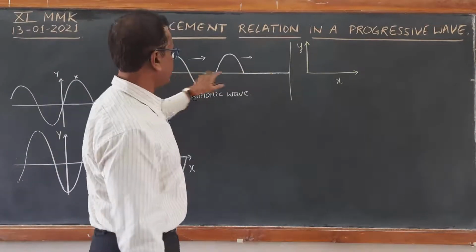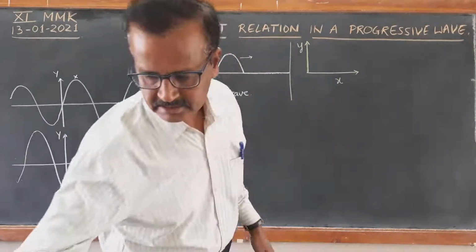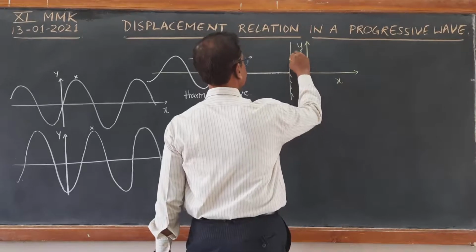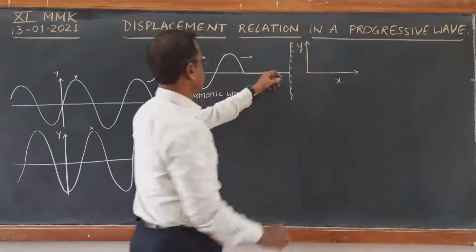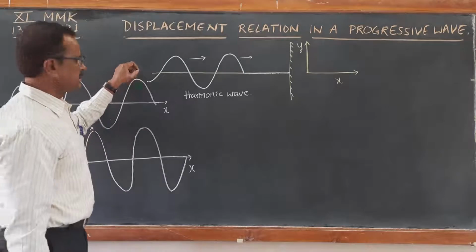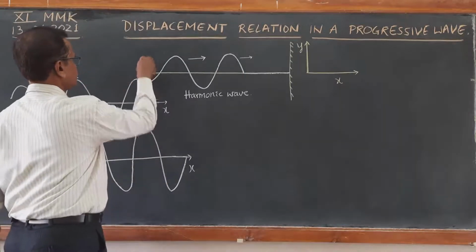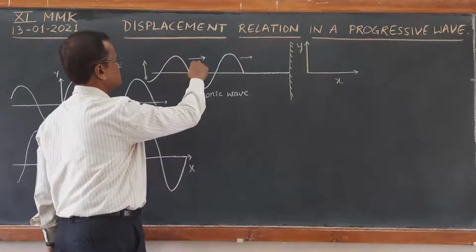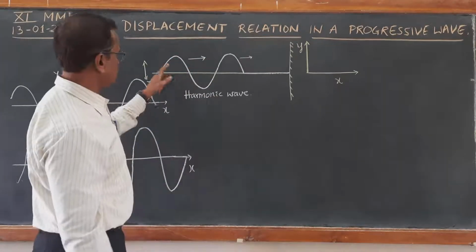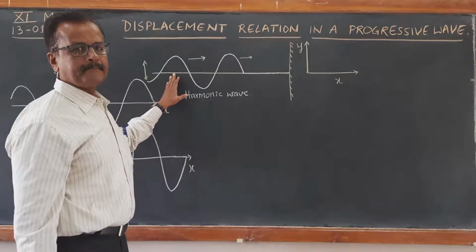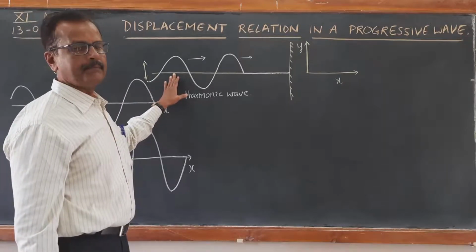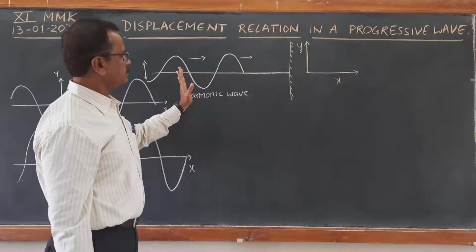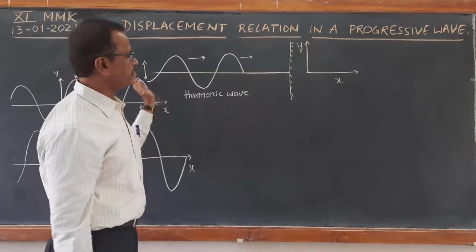A rope being tied to a rigid support. This is a rigid support. One end of the rope is tied to this rigid support, the other end is stretched, and when this rope is given up and down jerks, then we will see the vibrations of the rope, the oscillations of the particles of the medium of the rope, and the pattern is observed traveling along a particular direction.